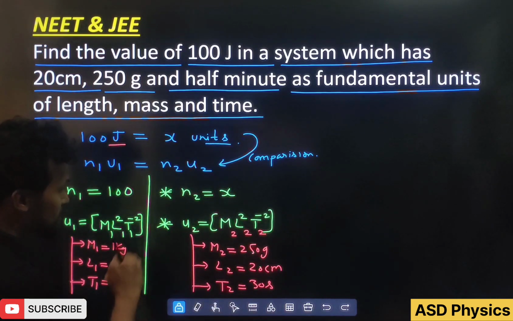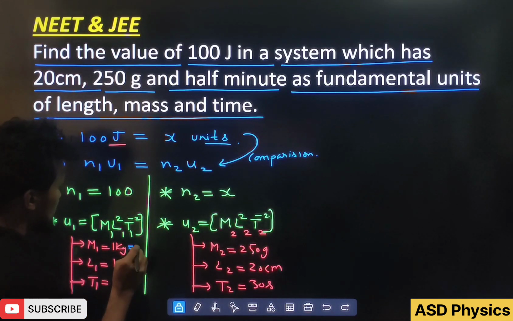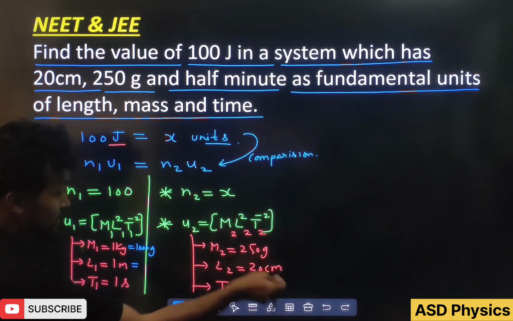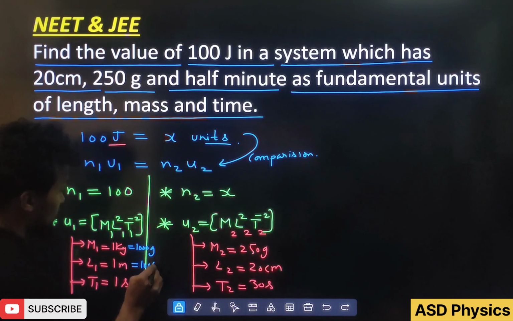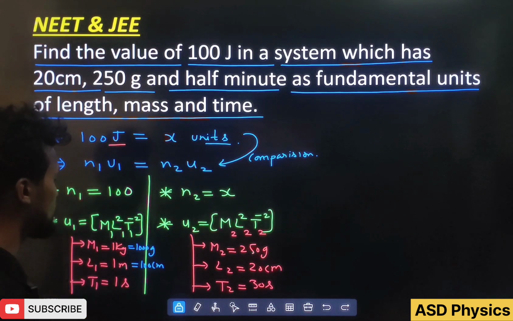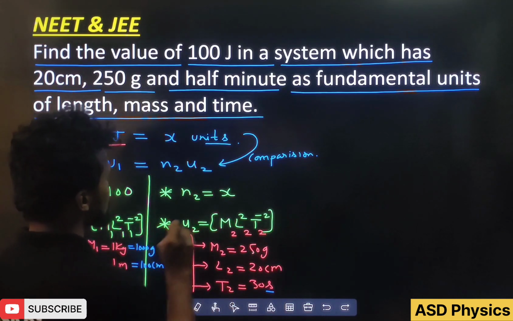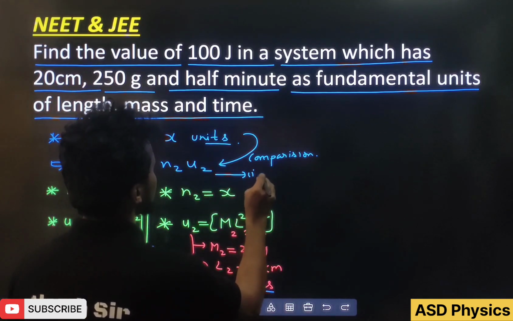Now what will we do here? On both sides the units should match. Like here 250 gram, here 1 kilogram. So I will write this 1 kilogram as 1000 gram. Similarly, meter on one side but centimeter on the other, so here also we match it: 100 centimeter, or you can even write 10 to the power 2. Second and second are anyhow matching, so no problem.